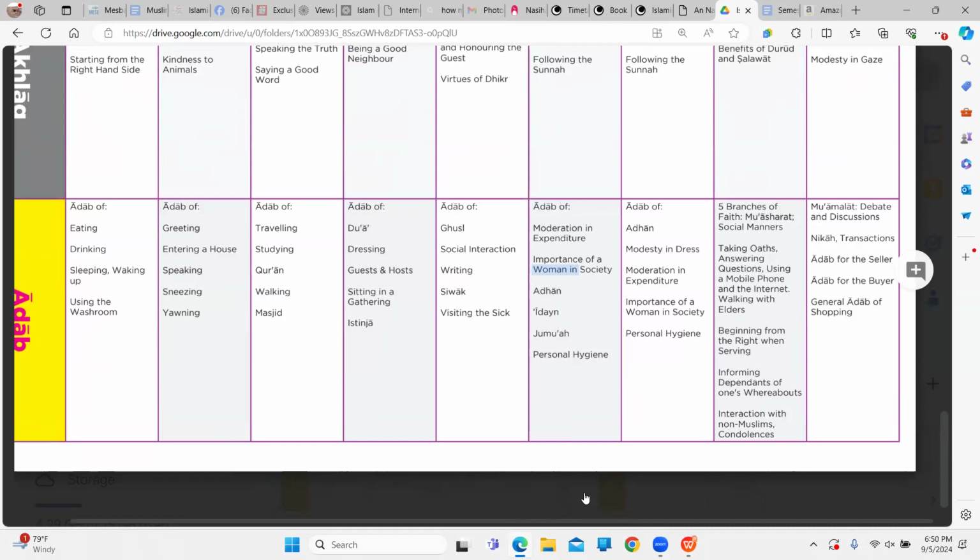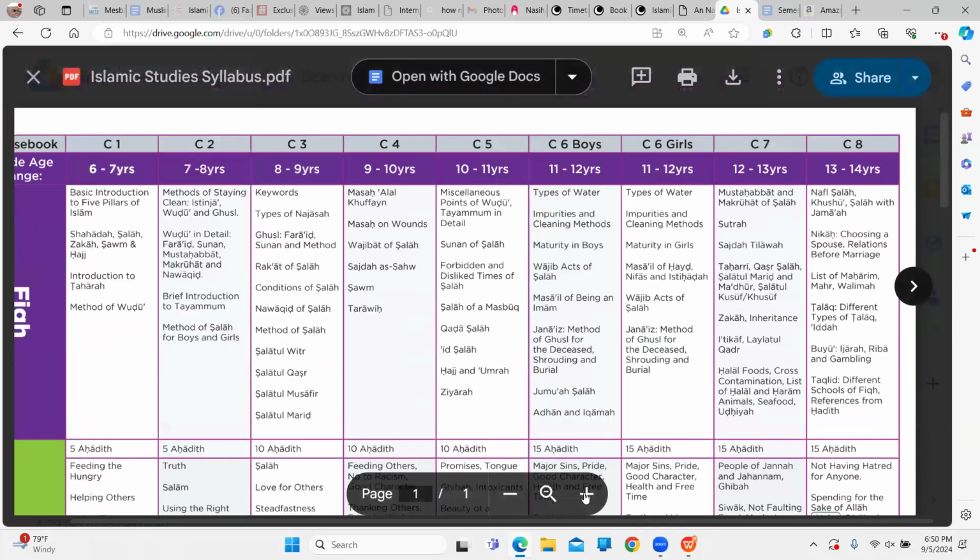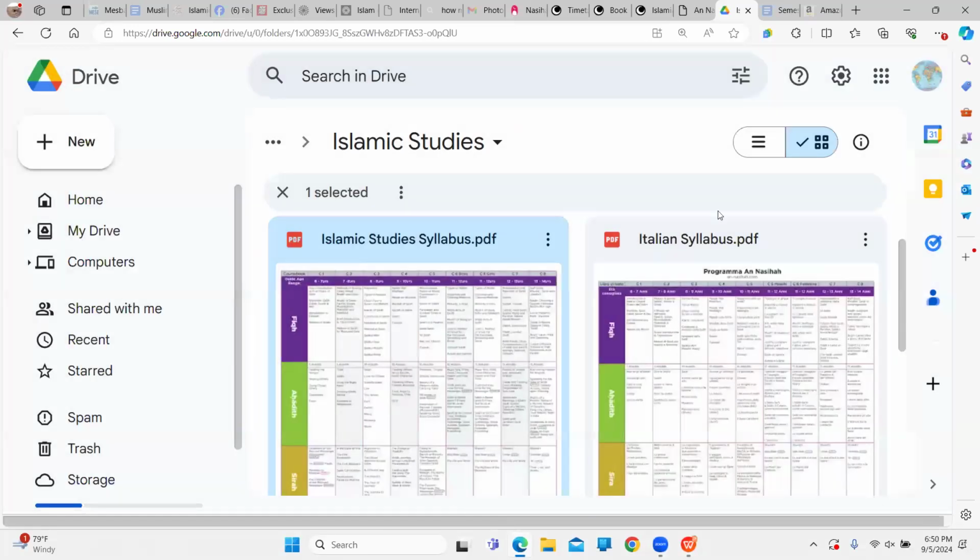In grade 6, there are 2 books. They have books for boys and books for girls in grade 6, because for the boys they talk about the masail of tahara for boys, and for the girls, they're for the girls. So in book 6, we'll change. They will separate, inshallah. Okay, so this is the general Islamic syllabus.